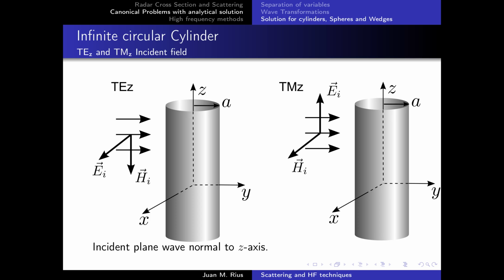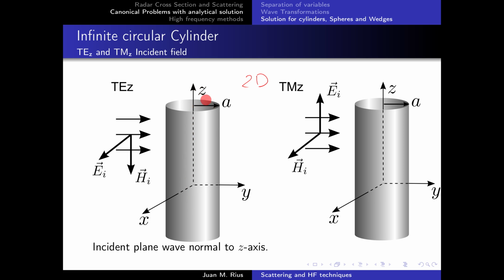Now in this lesson we will solve the scattering of a circular infinite cylinder, and we will obtain the analytical solution. Since this is a canonical geometry, remember this is a typical two-dimensional case in which we have an infinite cylinder along a z direction.